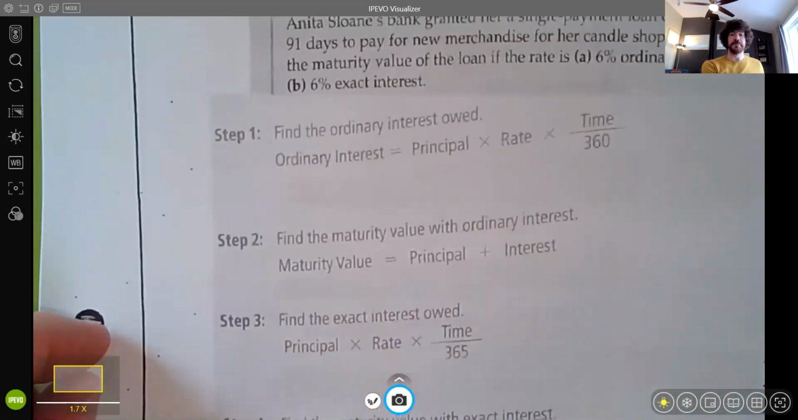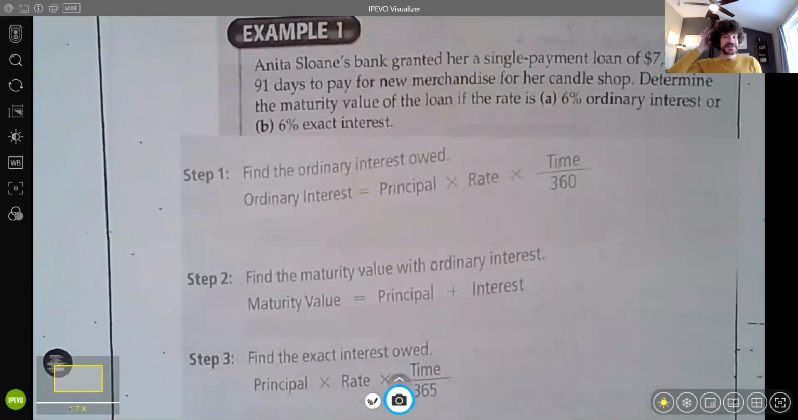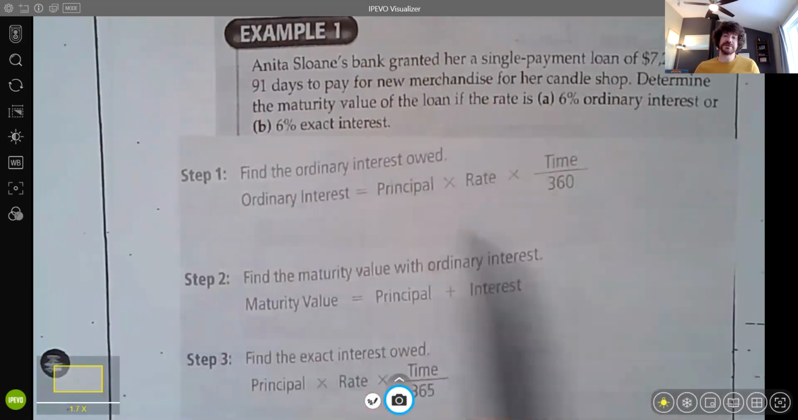So example number 1 says that Anita Sloan's bank granted her a single payment loan of $7,200 for 91 days to pay for new merchandise for her candle shop. Determine the maturity value of the loan if the rate is 6% ordinary interest, so that's part A, or 6% exact interest. Now, in a lot of cases, you won't necessarily have to do both of those in one problem, but to get started, we're just going to see what the difference between those ends up looking like.